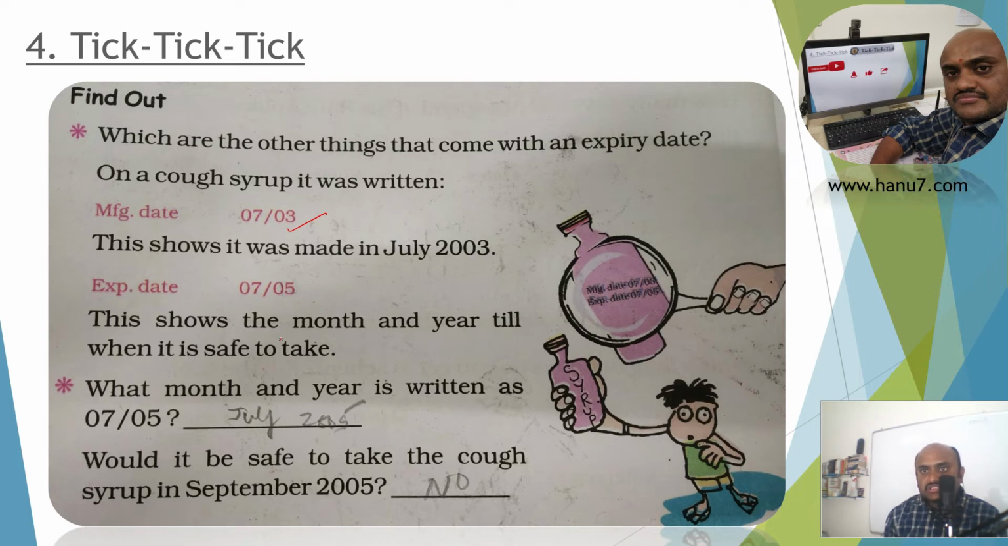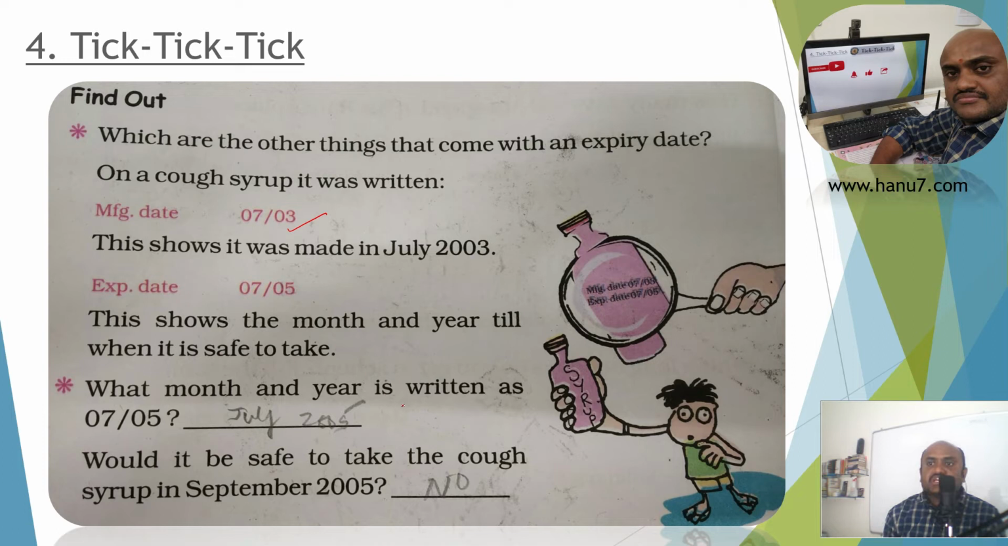So this shows the month and year till when it is safe to take. So till this time it is safe to take that medicine. Again, here again the condition is if the bottle is not opened. Okay, if the bottle is opened, then you have to consume it as soon as possible. So this shows the month and year till when it is safe to take.